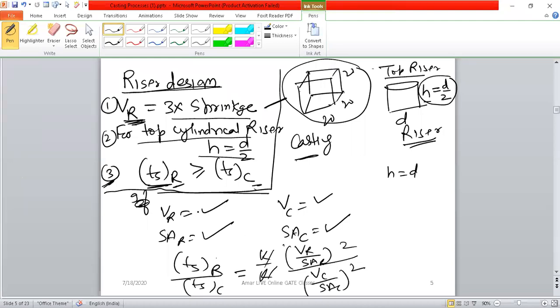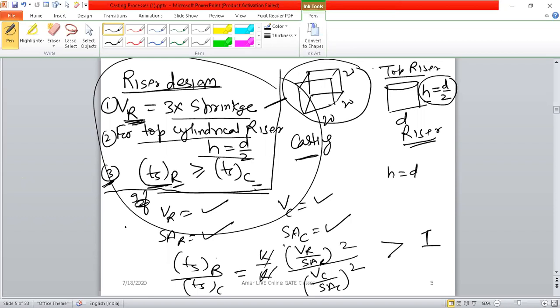So you know the volume of the riser, that is 3 times the shrinkage, and the surface area, you know, that is height and diameter. From the volume you can find height or diameter, because between height and diameter there is a relation. So if it is satisfied, means if it is greater than 1, then our design is perfect. Means whatever height and diameter we calculated from the shrinkage volume is correct. That is your answer.